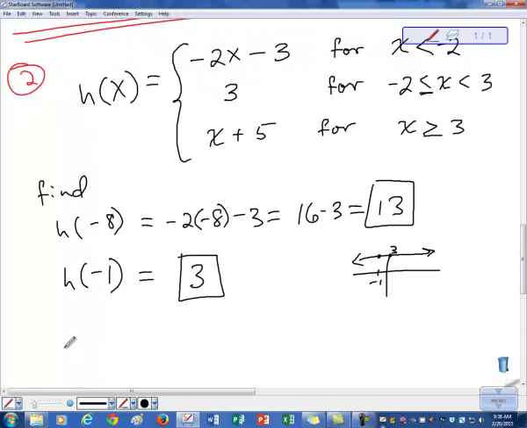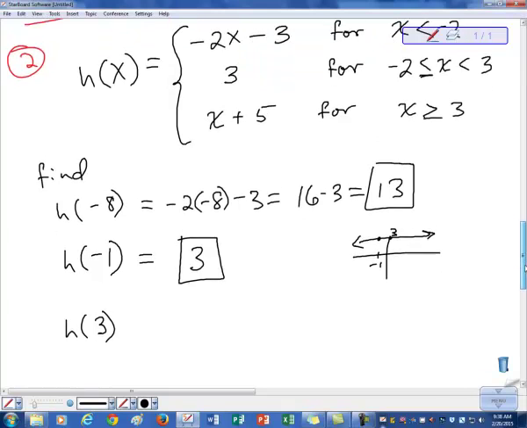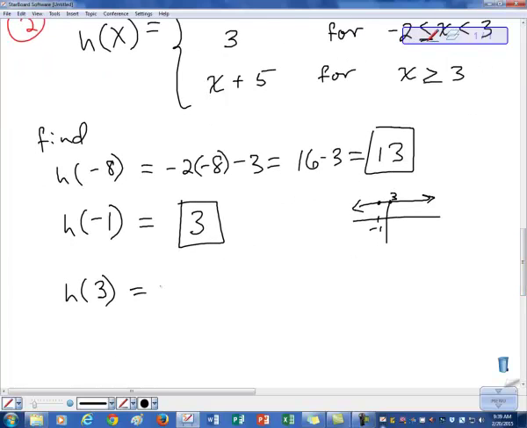Alright, and then for h of, let's say, 3. So you're saying, okay, which one of these 3 would you use given x is at 3? Well, here x is greater than or equal to 3, so you would use the third one. You can say use values that are greater than 3 or equivalent to 3. So you would put in here 3 plus 5. You would use the third equation, and we get 8 out.